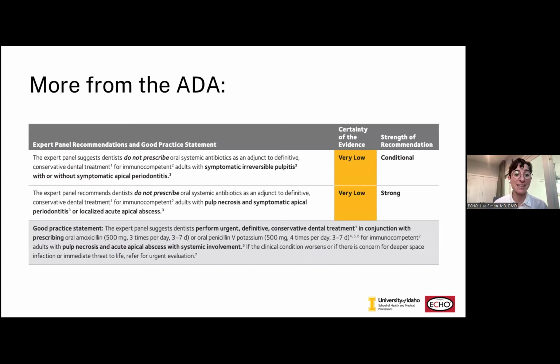So while they recommend to not prescribe systemic antibiotics as an adjunct to definitive conservative dental treatment, the certainty of the evidence is still very low. And again, this is an adjunct to definitive conservative dental treatment, not to waiting 2 months for your patient to get to a dentist, which is, I think, the situation that many of us find ourselves in with our patients.